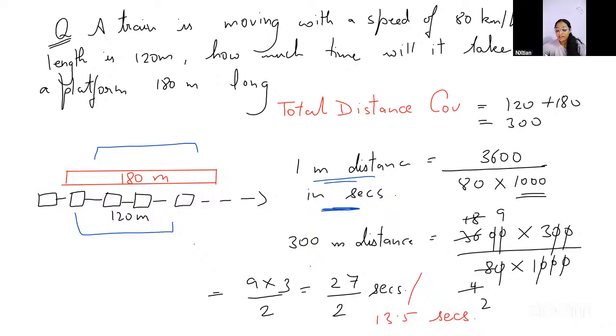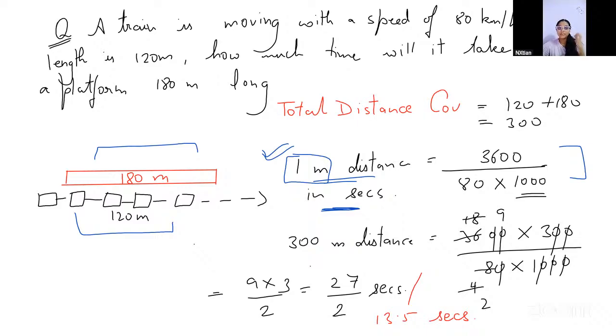Now, 80 was my speed. 3600 seconds, that's for the second conversion. We divide that by speed multiplied by 1000 to make it in meter per second. But this is for what? This is for 1 meter. We are doing 3600 divided by 80 into 1000. This is the structure that we made for 1 meter.